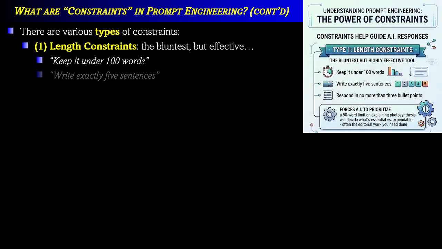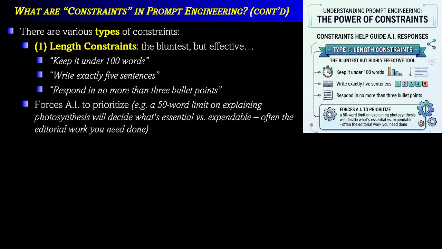There are various types of constraints. The first one we're going to look at is a length constraint. This is a simple one. It's very effective, but things like "keep it under 100 words," or "write exactly 5 sentences," or "respond in no more than 3 bullet points" will limit and constrain that output. It forces the AI to prioritize. Like a 50-word limit explaining photosynthesis will decide what's essential and what's expendable. Often the editing work that we would normally do is done by adding a constraint in the prompt engineering.